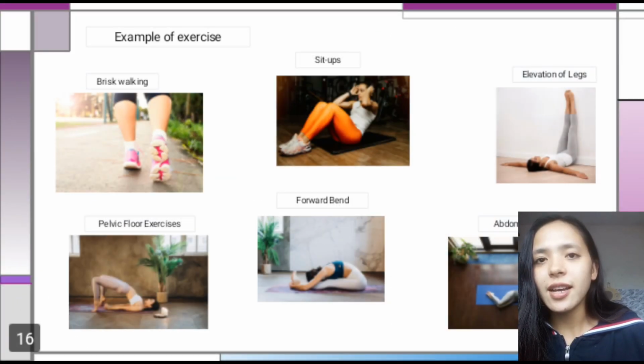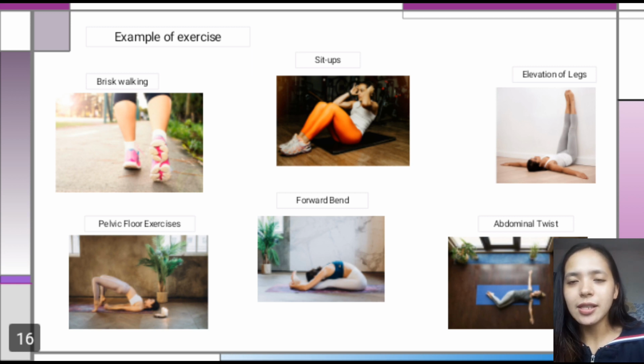So next is some exercise or example of exercise nga makahelp sa ato ang digestive system. So first is the brisk walking. So pag-walk nato atong nag-pump siya blood faster that will help our food mag-travel through faster sa ato ang large intestine. So helpful kay siya, no?